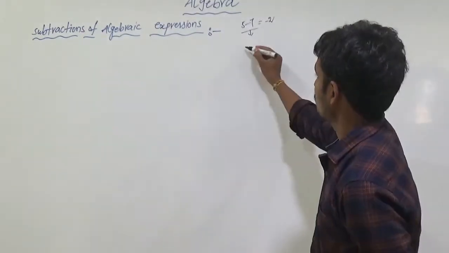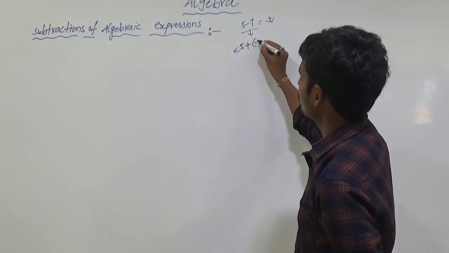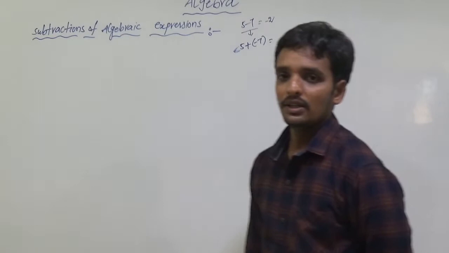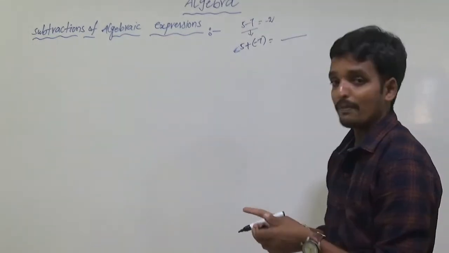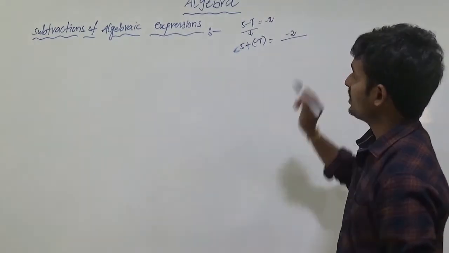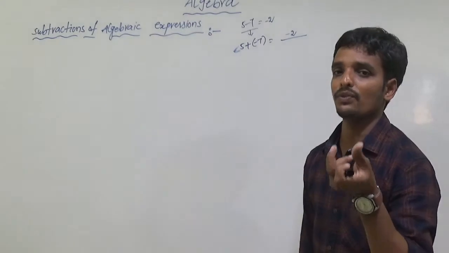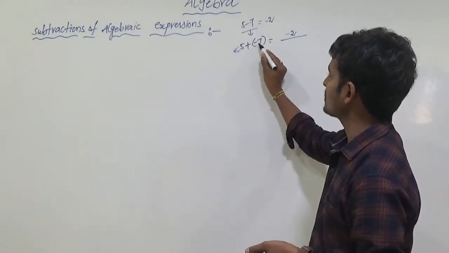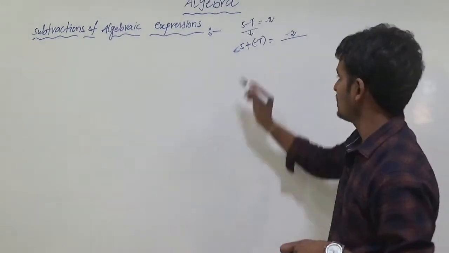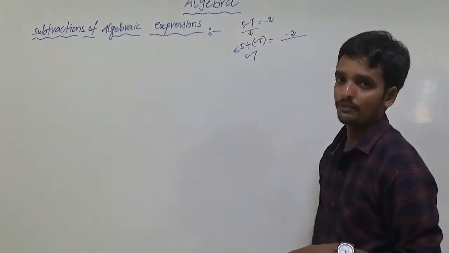For example, the same problem like this: 5 plus of minus 7 is equal to what? This answer is minus 2. If you solve this problem, we are using the multiplication symbol between plus and minus. Why? Because we have a bracket. The meaning of 5 plus of minus 7 is also 5 minus 7.